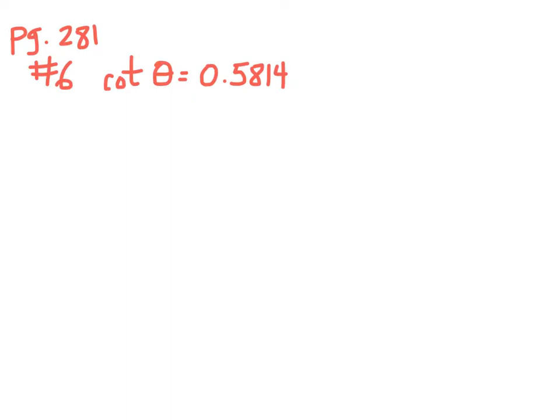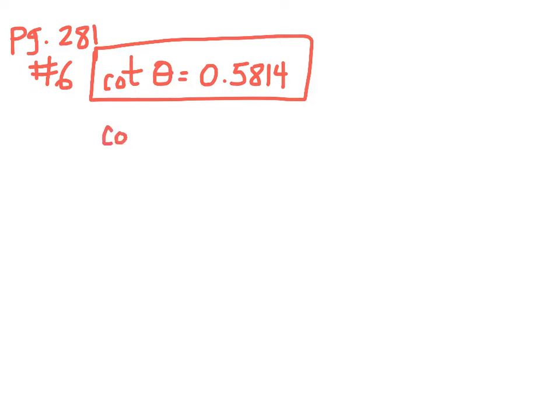Which leads me to my next example. How about if we were given a situation like this: cotangent theta is equal to this decimal, and it says determine the value of theta to the nearest degree. So once again, we do not have any cotangent buttons on our calculator, but we do know that the cotangent of this thing is 0.5814 all over 1. That is the fraction.